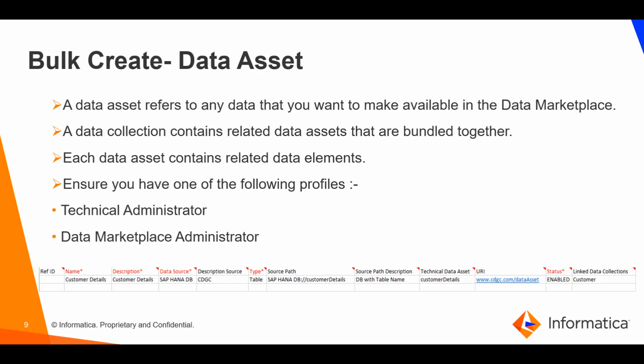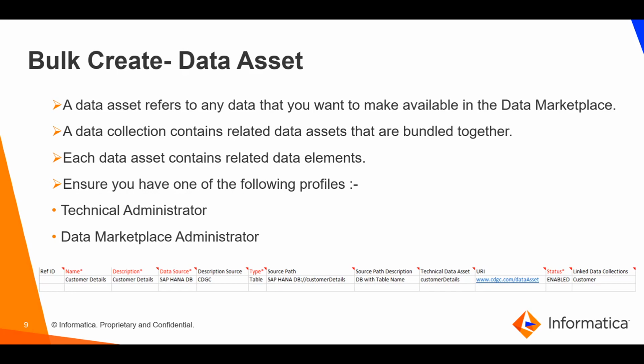Next, the data source. It is the source system from which the actual data is supplied. Next, the description source. This is the source application from which the description of the data asset is taken. Next, the type. The value we enter here helps the data users to know what kind of data they can expect, to set the correct expectation for data users. Maintain consistency between the data source and type values.